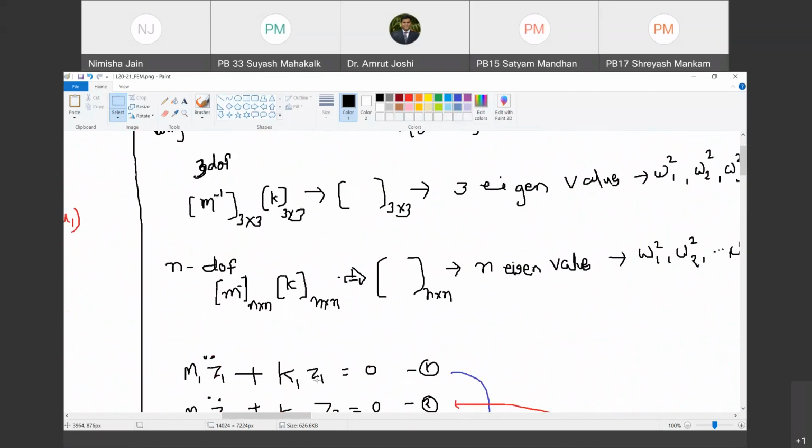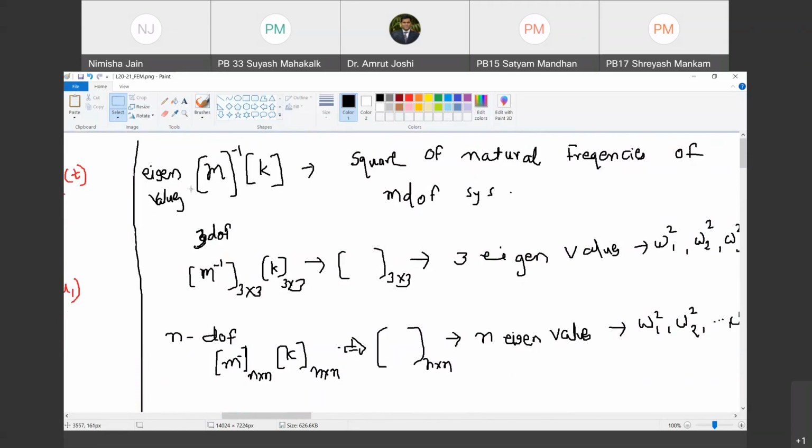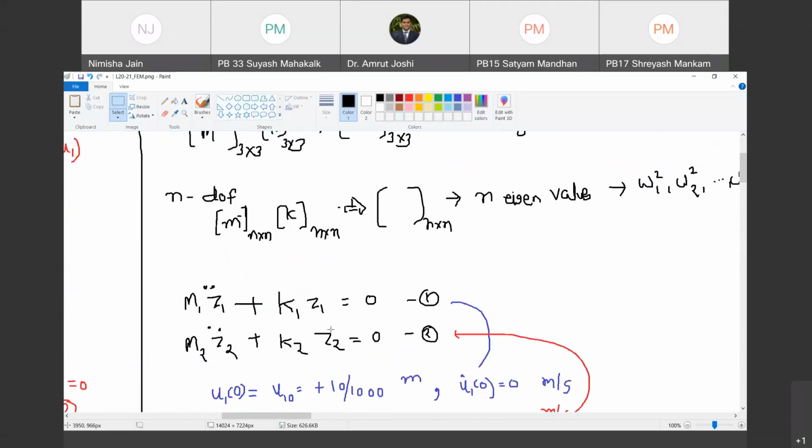We had to solve the eigenvalue problem, and we did find out the eigenvalues of which matrix? M inverse K. Are you with me? Yes, sir. So we did find out the eigenvalues of M inverse K matrix and eigenvectors of that matrix. We arranged the eigenvalues in ascending order, and then corresponding to the eigenvalues, we had eigenvectors. Just give me a second.